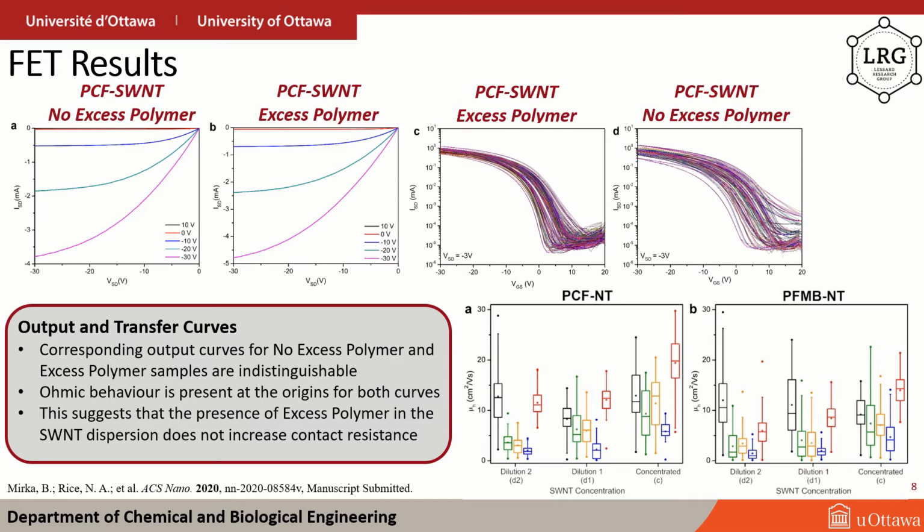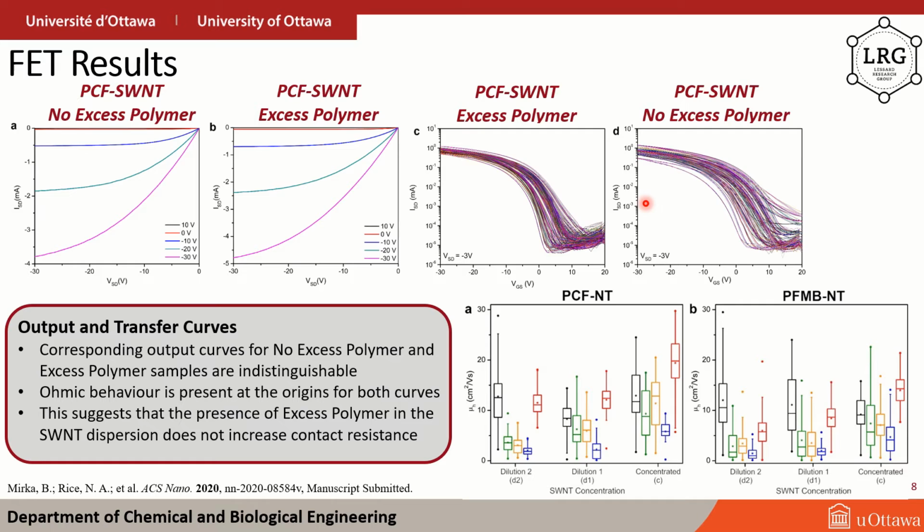The rationale for filtering out excess polymer is that the excess polymer will increase contact resistance in FETs. Increased contact resistance, however, does not appear in our output curves, and this corroborates the Raman spectroscopy study we did in the previous slide, showing that simply rinsing removes most of the excess polymer.